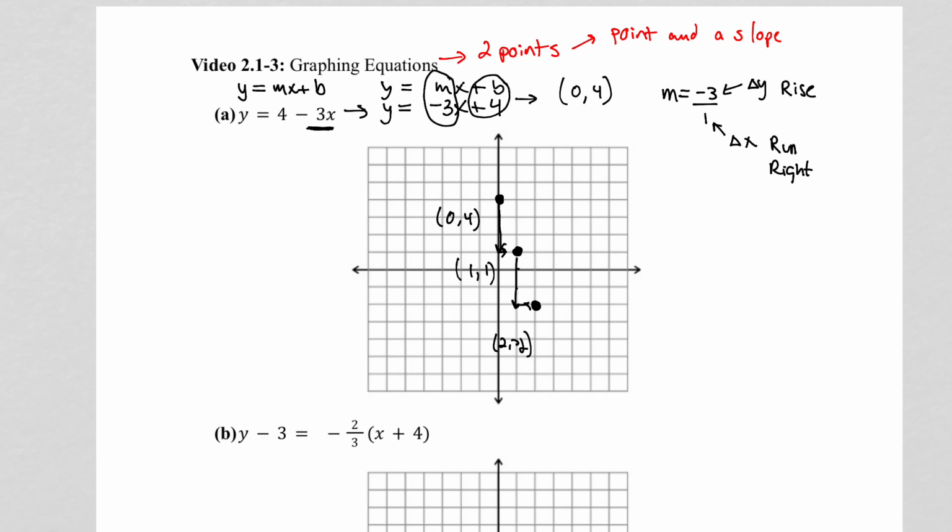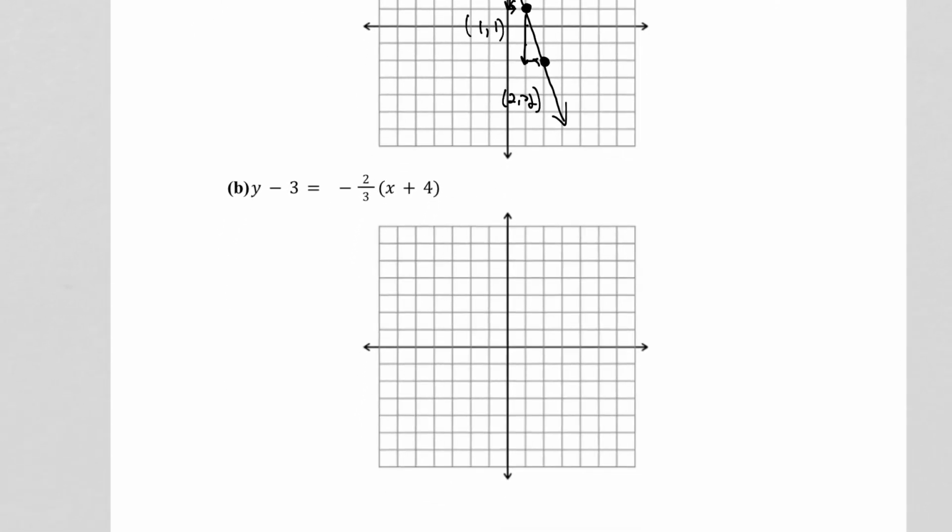Now I'm going to draw a straight line through those 3 points. Then I'm going to put arrows on either end of that line to show that it goes forever in either one of those directions.